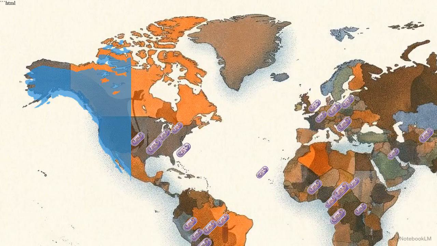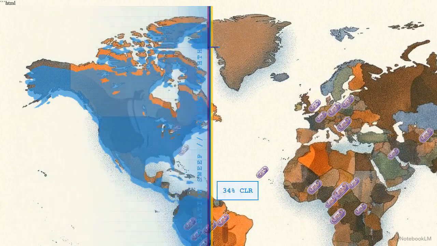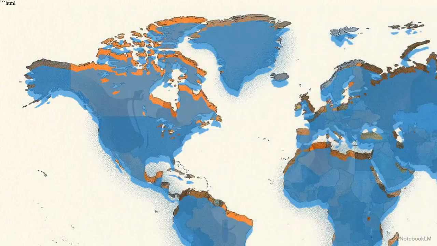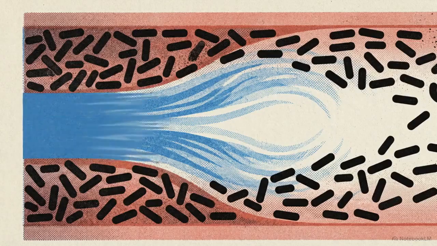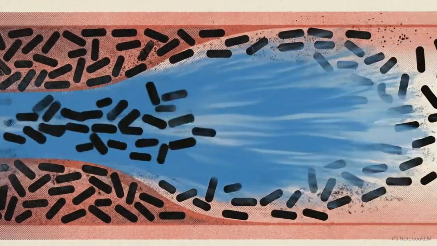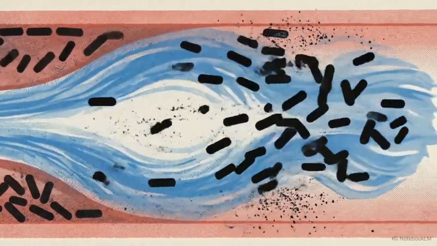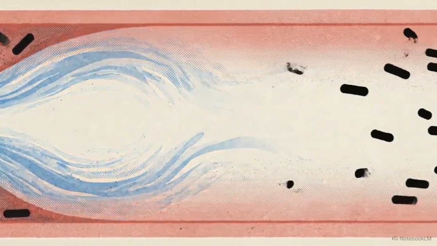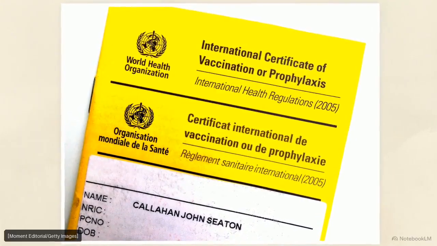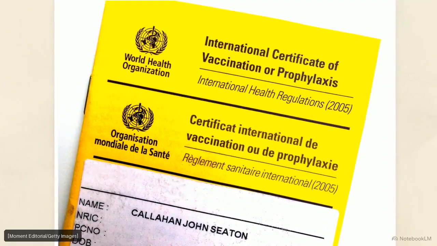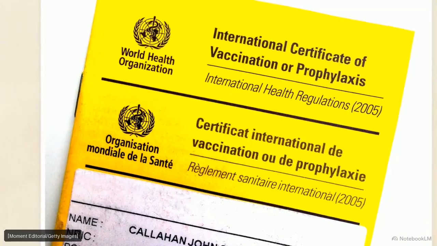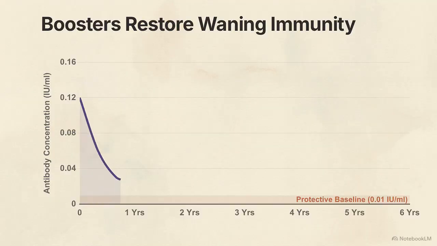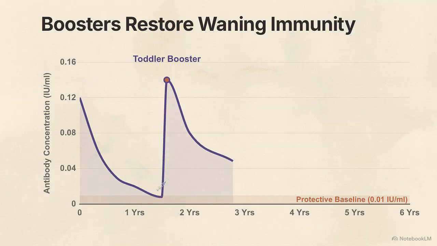At the national level, consistent vaccination programs have successfully eliminated diphtheria in many regions. Pertussis remains a challenge. While the vaccine prevents severe disease, it does not completely halt the colonization of the bacteria or its transmission to others. Since immunity from the vaccine wanes over time, maintaining the 0.01 international unit threshold requires a rigid series of boosters at 12 to 24 months and again at 4 to 6 years.